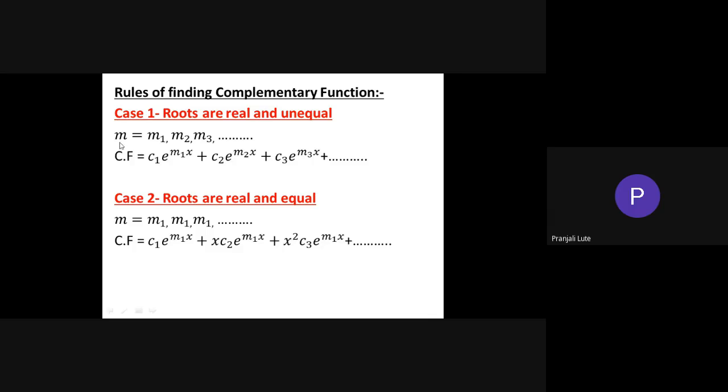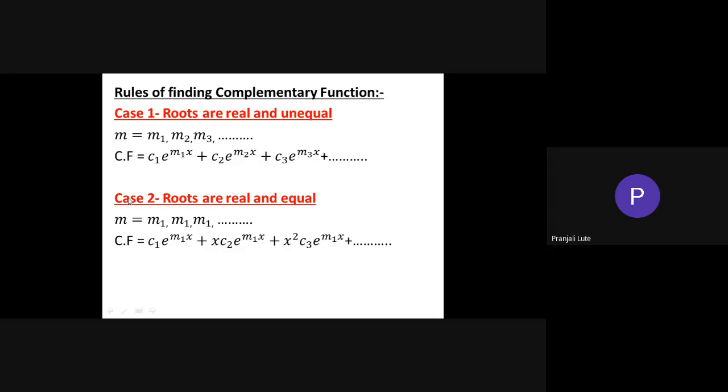So how to write down the complementary function for roots that are real and unequal? Roots are m1, m2, m3. So write down here CF, meaning complementary function, equal to C1 e to the power first root into x plus C2 e to the power second root into x plus C3 e to the power third root into x and so on. This is case 1, if the roots are real and different.